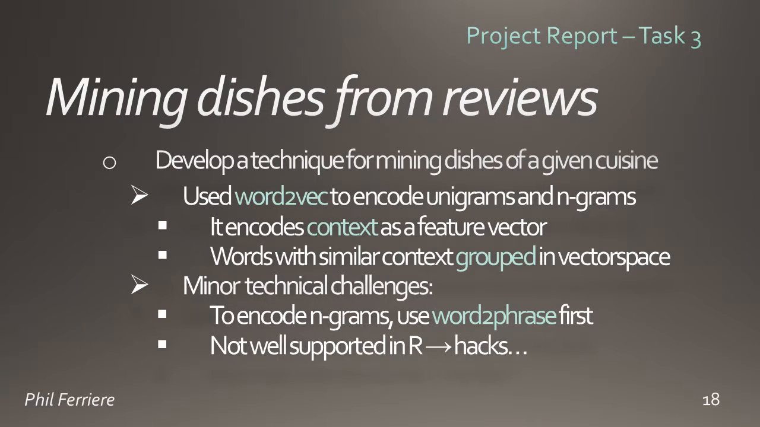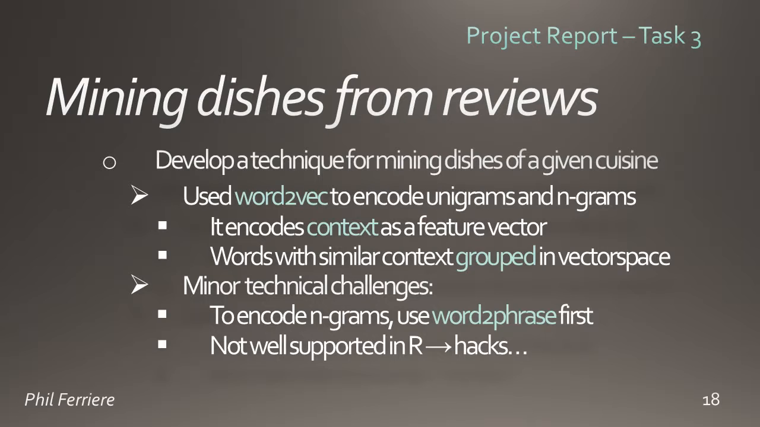Word2Vec was developed by Google. Its input is a text corpus, and its output is a set of feature vectors for the words in that corpus. Features such as the context of individual words. The purpose and usefulness of Word2Vec here is to group the terms with similar context together in vector space.